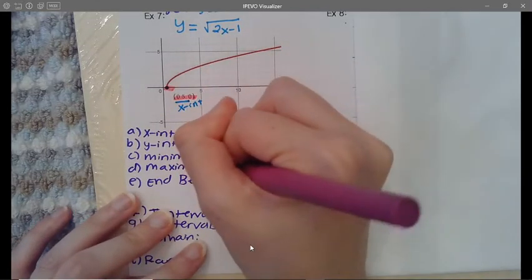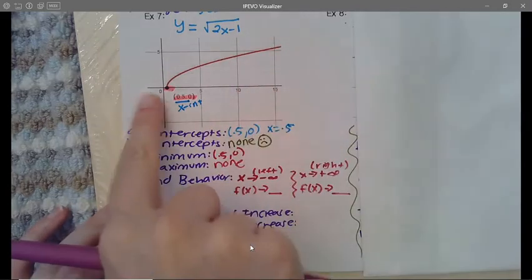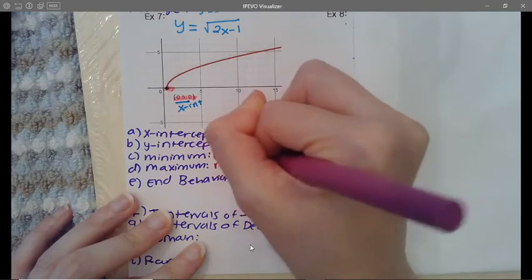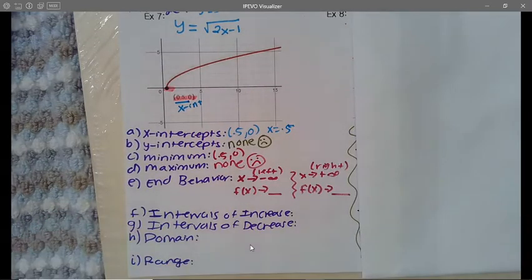All right, and then this one doesn't have a maximum because the graph is going to keep heading upward forever. So it doesn't have a maximum point. So we're going to put none for that with a sad face because it doesn't have one.